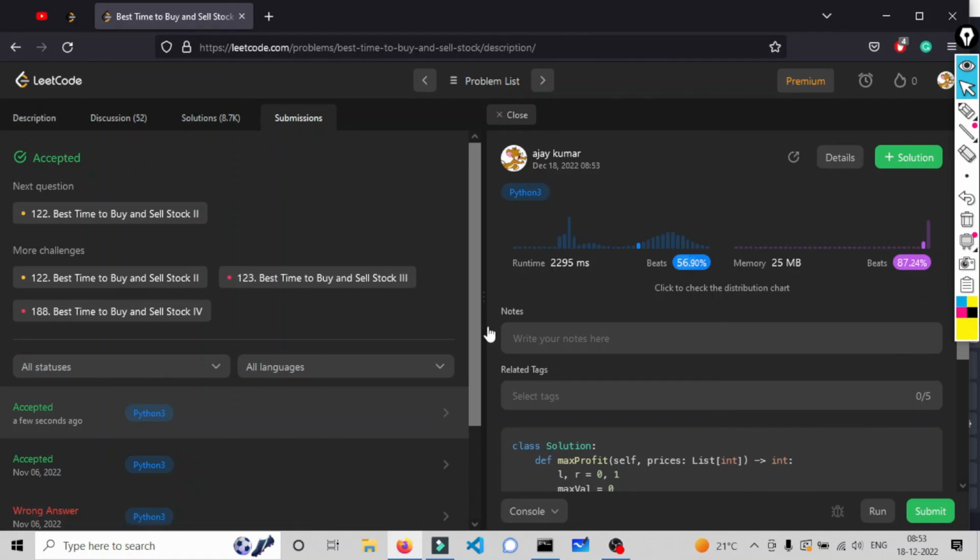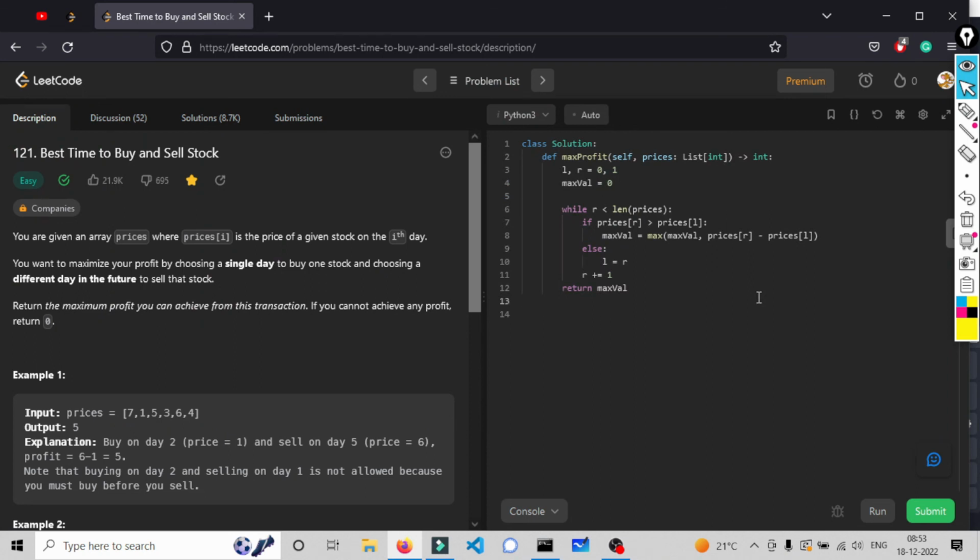Now, what is the time complexity of this solution? If you can see here, this is only running n number of times, where n is the length of the prices array. So the time complexity of this one is O of n. The previous algorithm which I discussed had a time complexity of O of n square. So this is far better than the previous one. So yes, you can follow this algorithm.